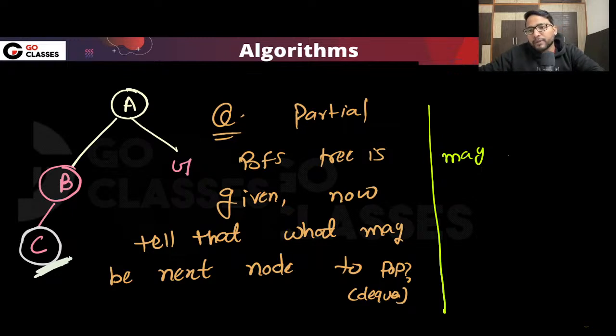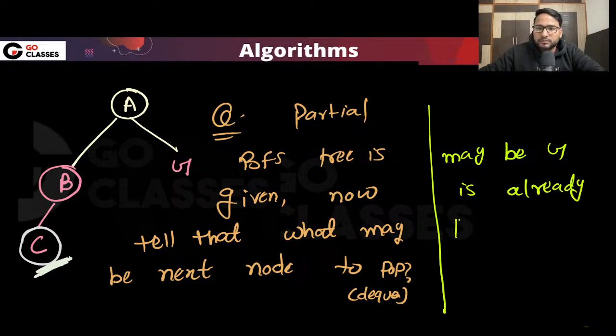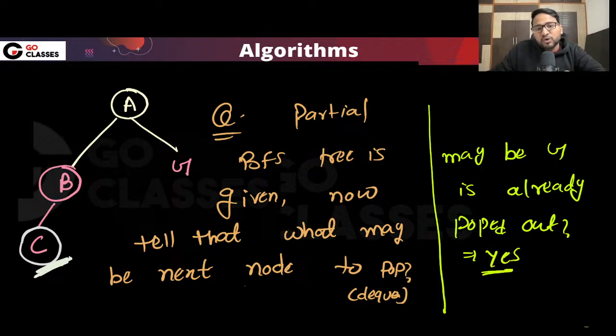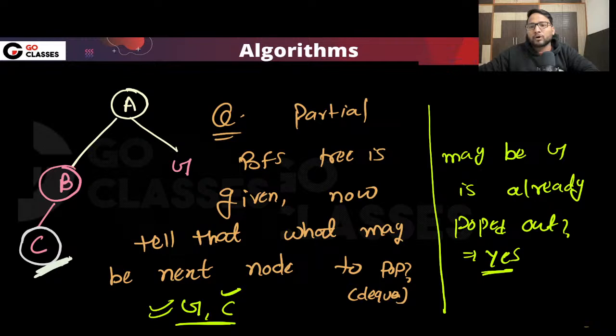So maybe G is already popped out, right? Is this correct? Then yes, this is correct, right? So the next node could be G, could be C, depending on whether G is already popped out or not. So the next node could be G or could be C. But let's suppose they modify the question.